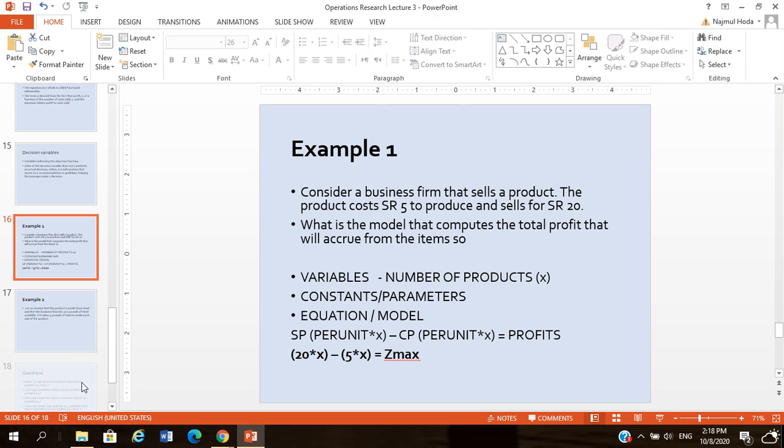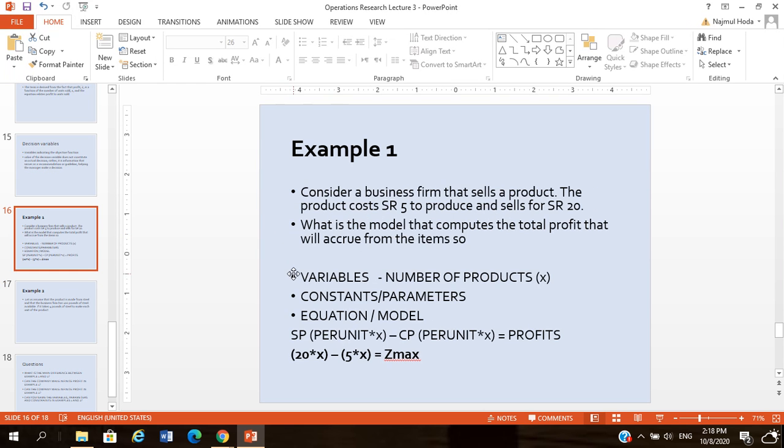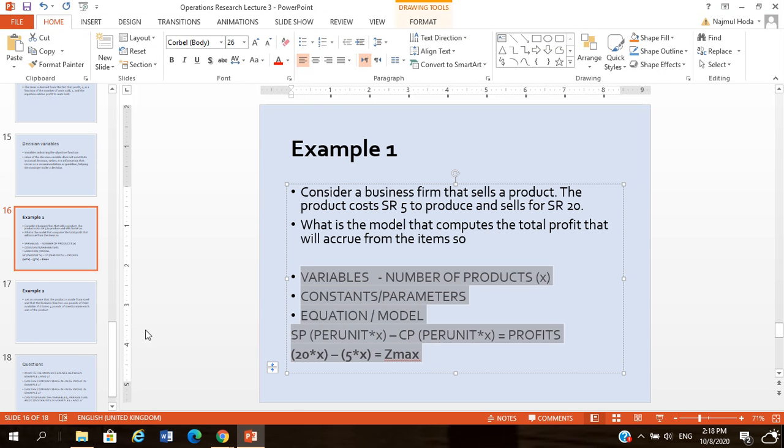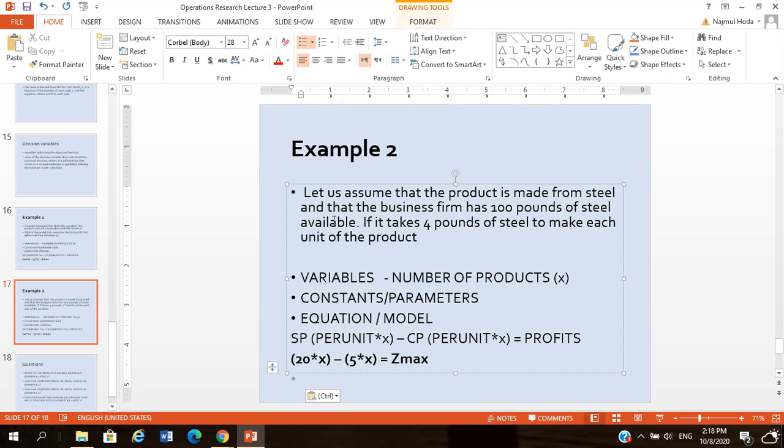Now, that is the first case. The second one makes it slightly different. So, we will copy everything from here and paste it, and then we will stop after discussing that. That will be the last thing. Look at this problem. It says, in the same problem, let us assume that the product is made from steel and the business firm has 100 pounds of steel. If it takes 4 pounds of steel to make each unit of the product, then what will be the answer?